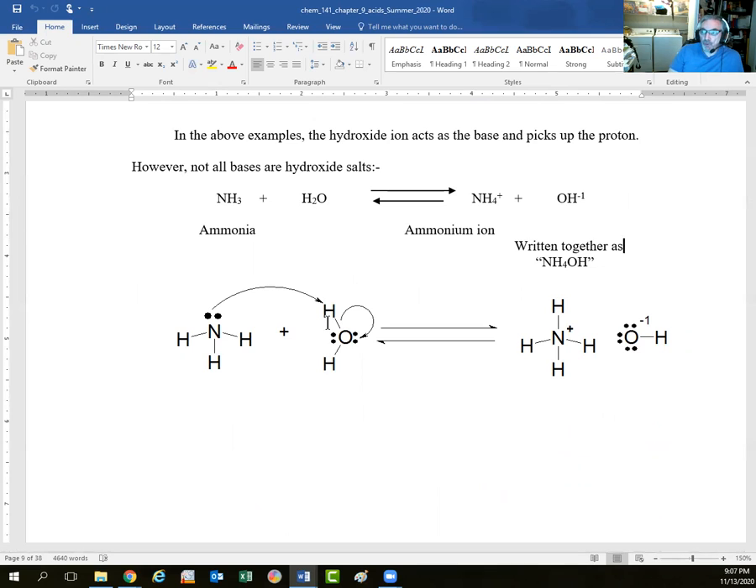Bases are proton acceptors. So if an acid is a proton donator and a base is a proton acceptor, then the Bronsted-Lowry theory is ultimately telling us that an acid-base reaction is a proton transfer from the acid to the base each time.